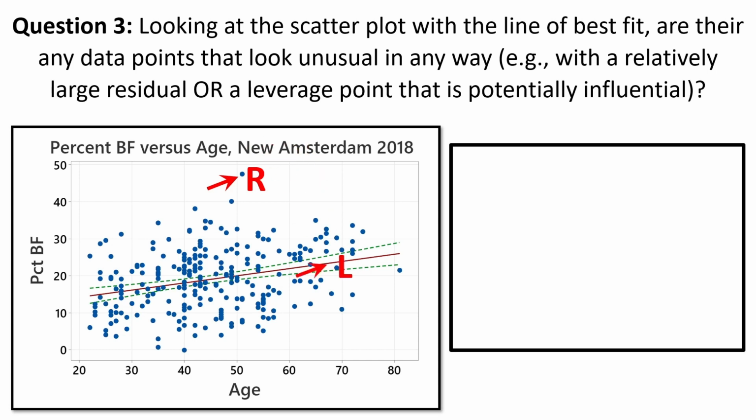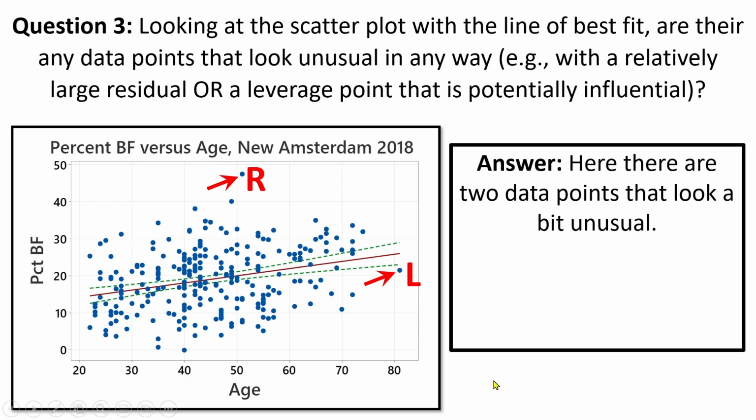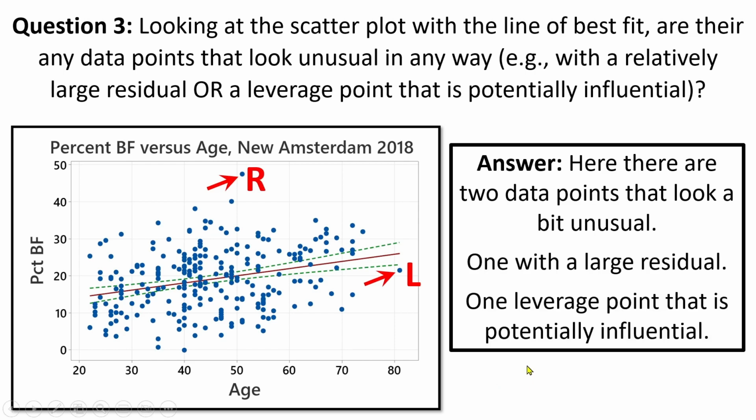Some of you might also have identified this data point as a leverage point. Why? It's because this data point is a bit far in the x direction compared to the rest of the data. So here there are two data points that look a bit unusual: one with a large residual and one leverage point that is potentially influential.